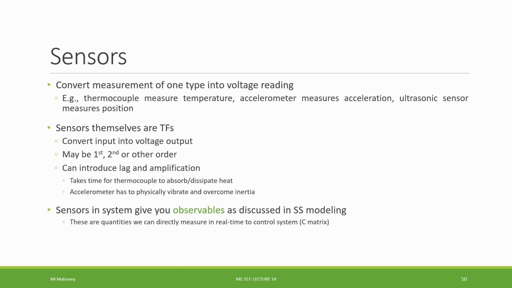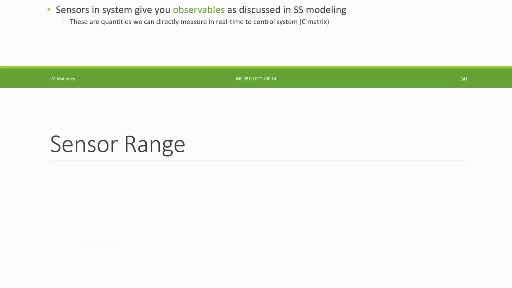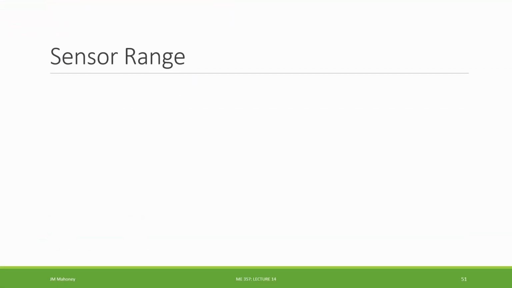Now the output of the sensor is going to depend on the transfer function of the sensor itself, how long it takes to be able to get a reading, and that's going to influence what we call the sensor range. So first, a little bit more on how typically an analog sensor is going to work for us.